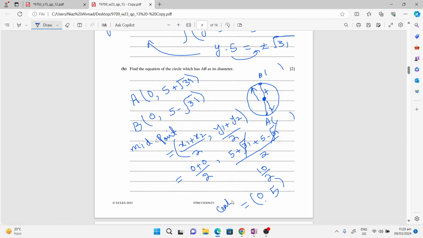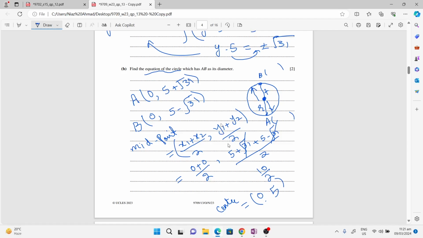For the equation of the circle you need 2 things. Remember, you need the center of the circle and the radius of the circle. You need 2 things to get your equation of the circle. The center of the circle: I had a diameter AB, with point A at (0, 5 plus the square root of 31) and the coordinates of point B were (0, 5 minus the square root of 31).